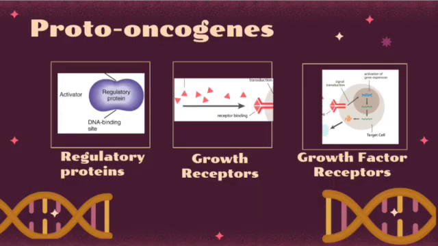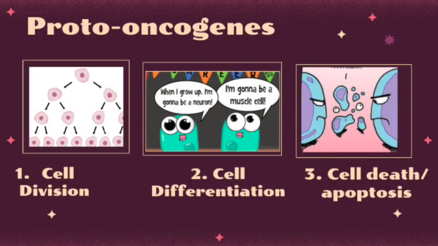Proto-oncogenes are genes responsible for regulatory proteins, which help regulate the region of the DNA that's copied. They're also responsible for growth factors and growth factor receptors. Growth factors will bind to the receptors on a cell surface and initiate a cascade response resulting in growth.